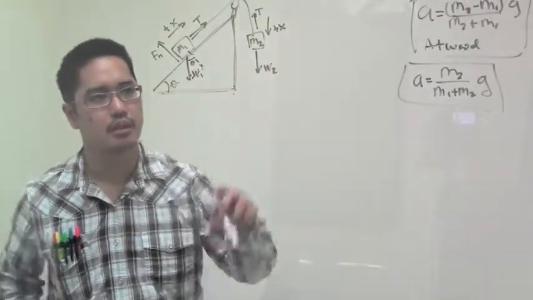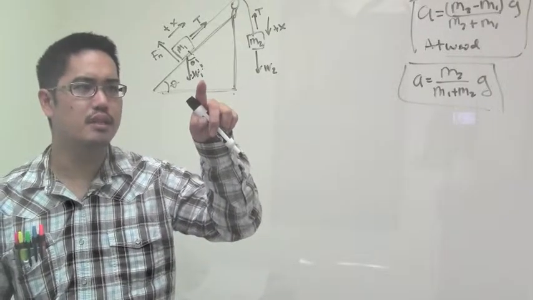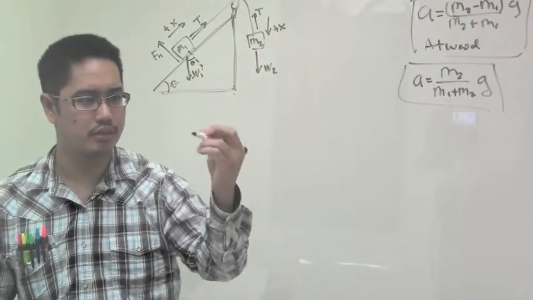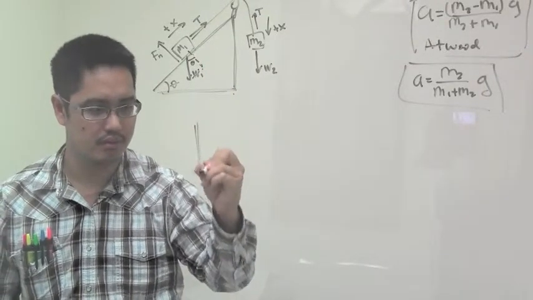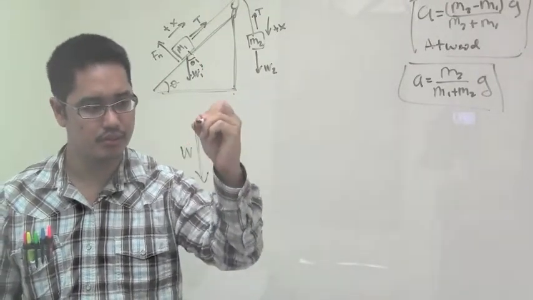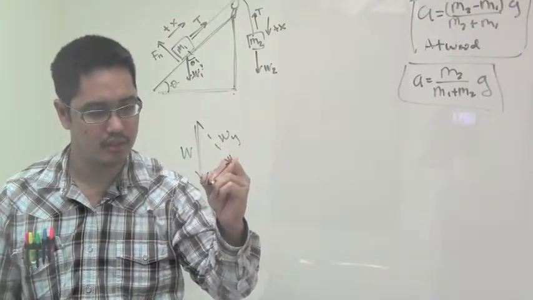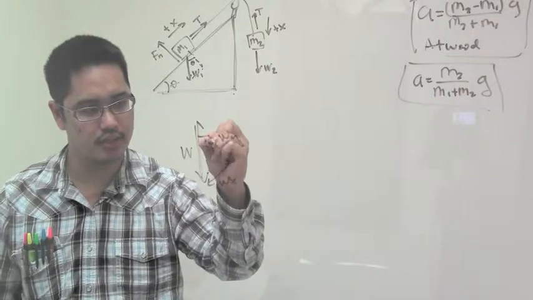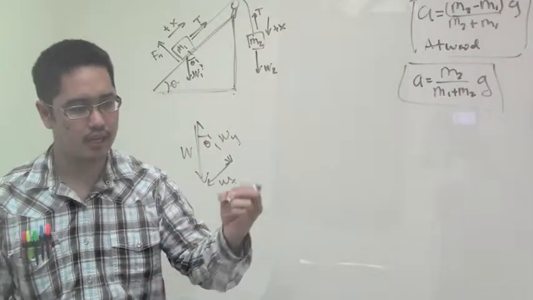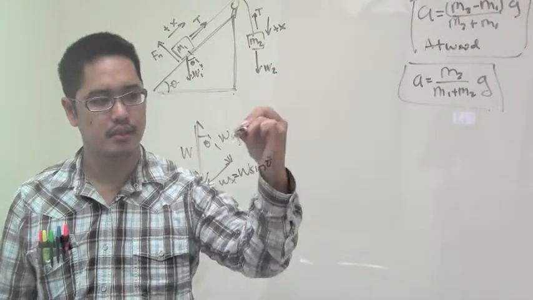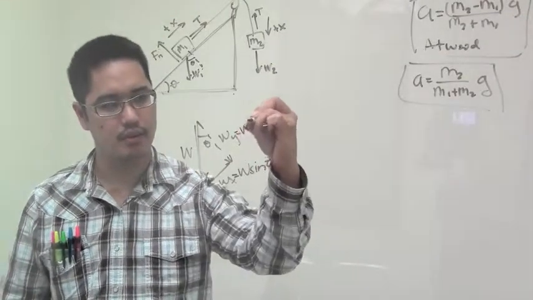Okay. In this case, this would be Wx, this component right here, and this would be Wy. Let me draw it up a little bit bigger. Here's W. Here's Wy. Here's Wx. Here's theta. Wx is actually W sine theta. And this Wy is actually W cosine theta.